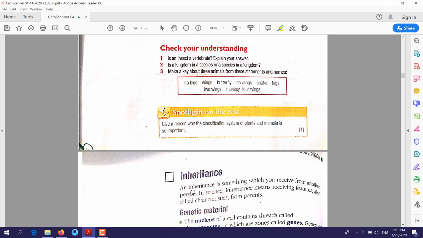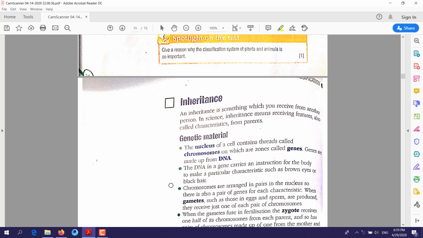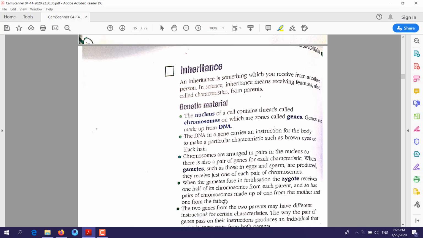Check your understanding. Again, it's your task.